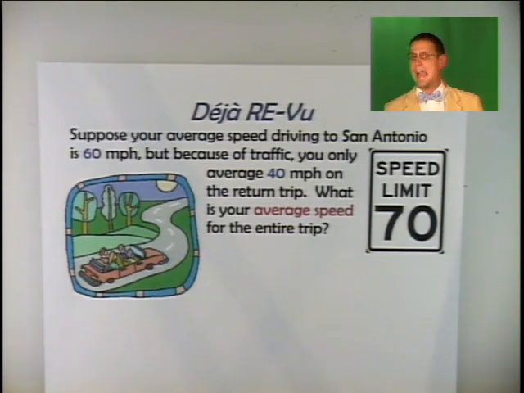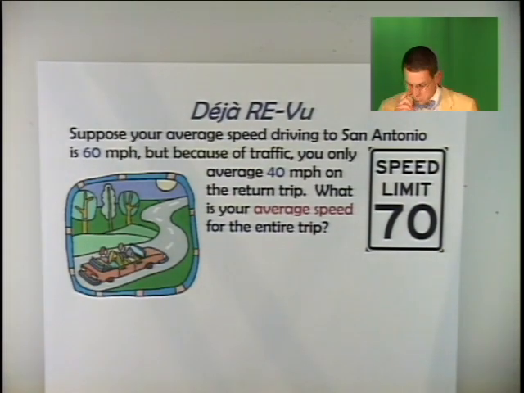Well, let's say that you average 60 miles per hour on your trip to San Antonio, okay? It's under the speed limit. Remember, you have traffic lights and stop signs, and maybe you're going more than 60, but you average 60 miles per hour on the trip to San Antonio. But on the way back, because you're coming back and there's traffic from maybe people getting off work, you only average 40 miles per hour on the exact same distance on the return trip. So you average 60 going over, you average 40 coming back. Here's the question. What was your average speed for the entire trip?